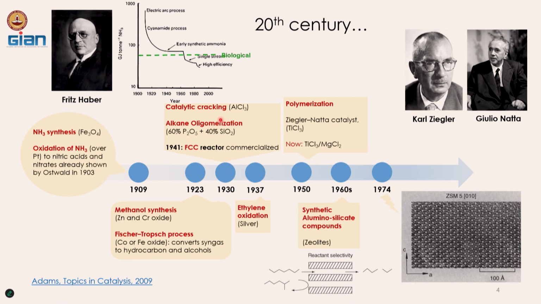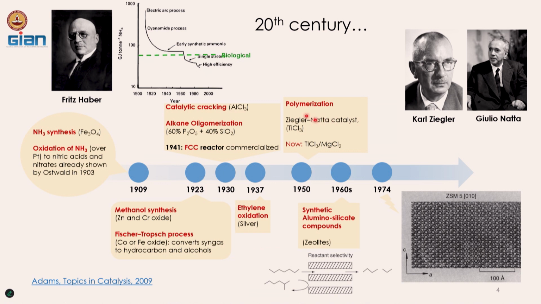And this oligomerization was converting low alkanes to longer chain alkanes to increase the octane number of your gasoline or petrol, such that your fuel efficiency and fuel quality is increased, and that contributed to the modern day transportation fuels and everything. Another major milestone was ethylene oxidation to form ethylene oxide, which was the precursor for formation of ethylene glycol. Now, this ethylene glycol is a very famous antifreezing agent and it has many other applications as well.